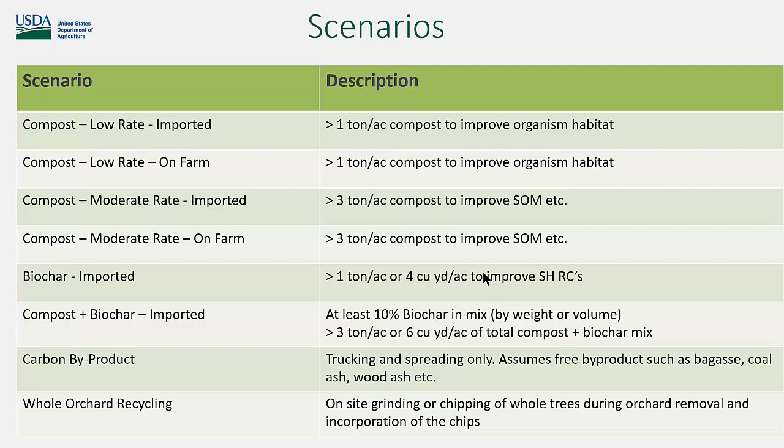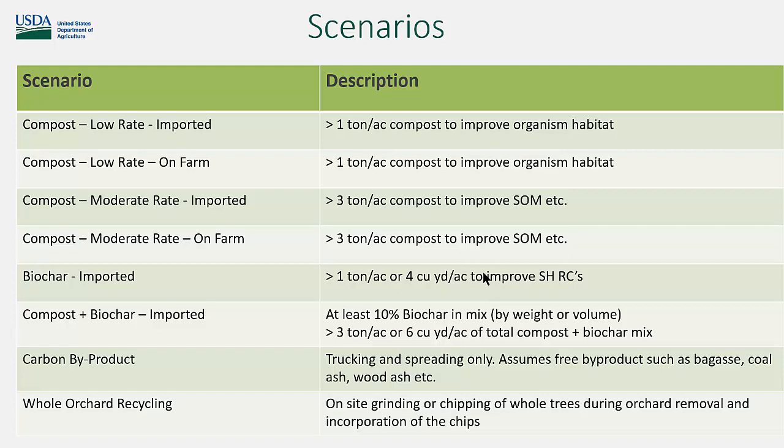So our floor or our threshold on biochar is either more than 1 ton per acre or 4 cubic yards per acre. Biochar is very hygroscopic, so the weight of it can change a lot depending on the moisture conditions. So it's most easily quantified using a volume basis.